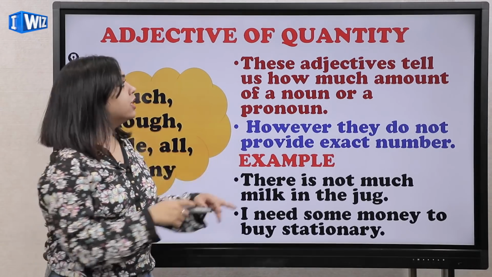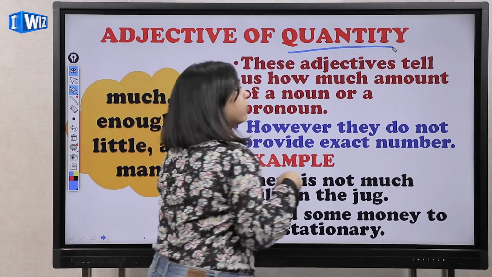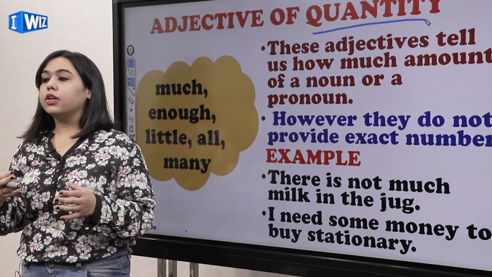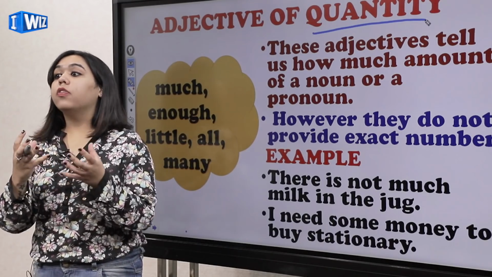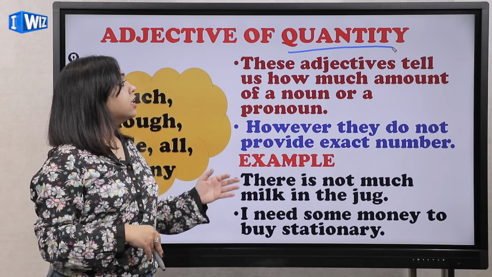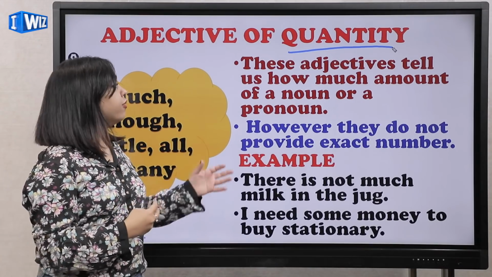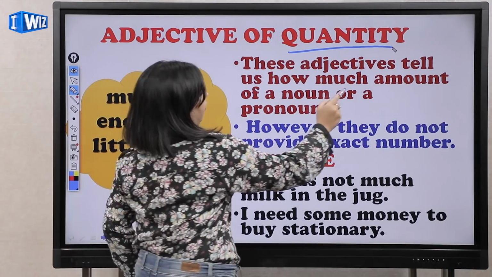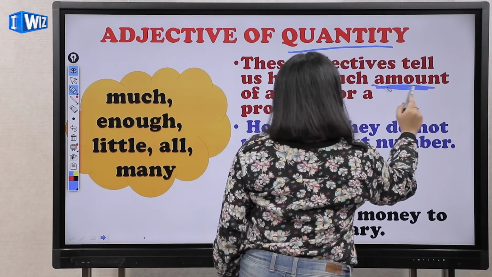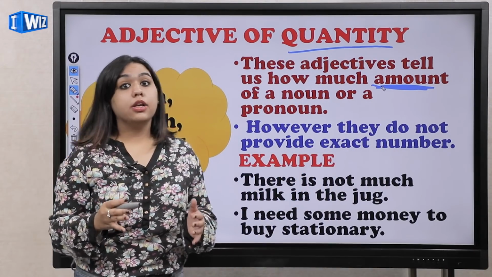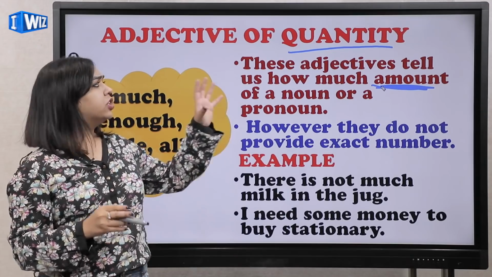Don't get confused, it's quantity and the previous one was quality. Now by quantity, what do we mean? Yes, quantity is when we talk about the amount of something. Okay, let's read. These adjectives tell us how much amount of a noun or a pronoun it is. Okay, amount. Focus on that word amount. They're going to tell us about the quantity. They're not going to tell you about exact number. Keep it in mind. It's just the quantity.